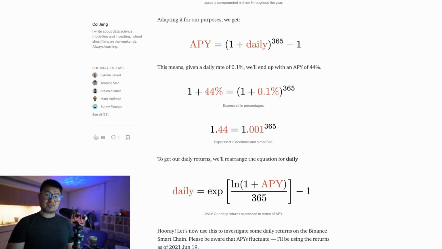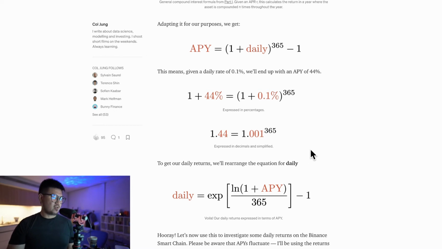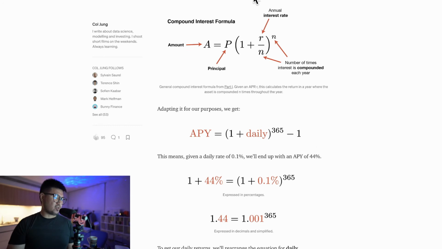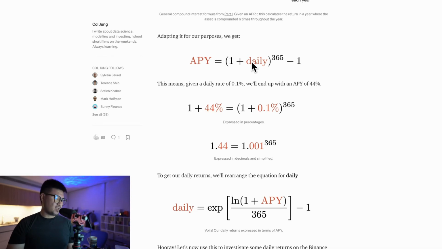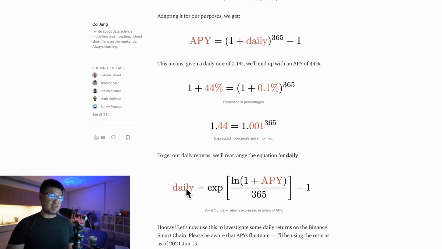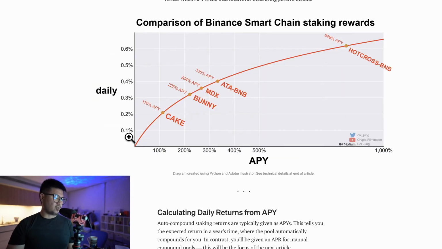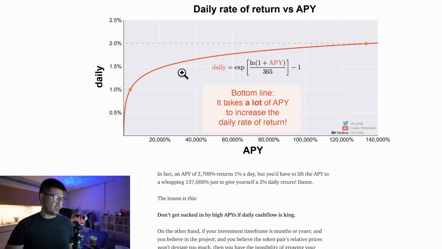Now, if you are interested in how I got these relationships and curves, I'd urge you to check out the Medium article. It's got all the lovely details. Here I show how we start from the compound interest formula, adapt it so that it has the APY and daily inside, and then we rearrange the formula to get the daily returns as a function of the annualized compounded returns. And that's how we get these logarithmic curves that we see here. All right, so feel free to check that out if you're curious.